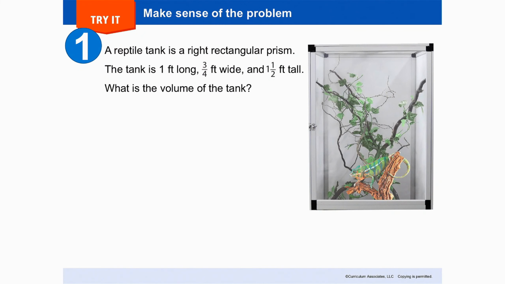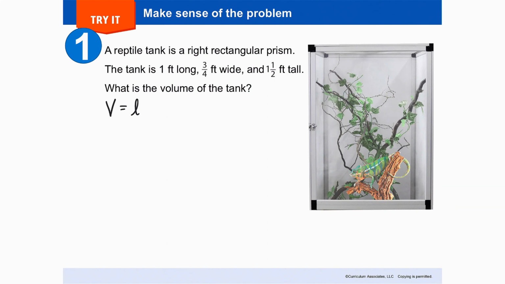It says a reptile tank is a right rectangular prism. The tank is 1 foot long, 3/4 feet wide, and 1 and a half feet tall. So we have our dimensions here, and it says, what is the volume of the tank? Because I have all three pieces, I'm going to quickly write down my formula.